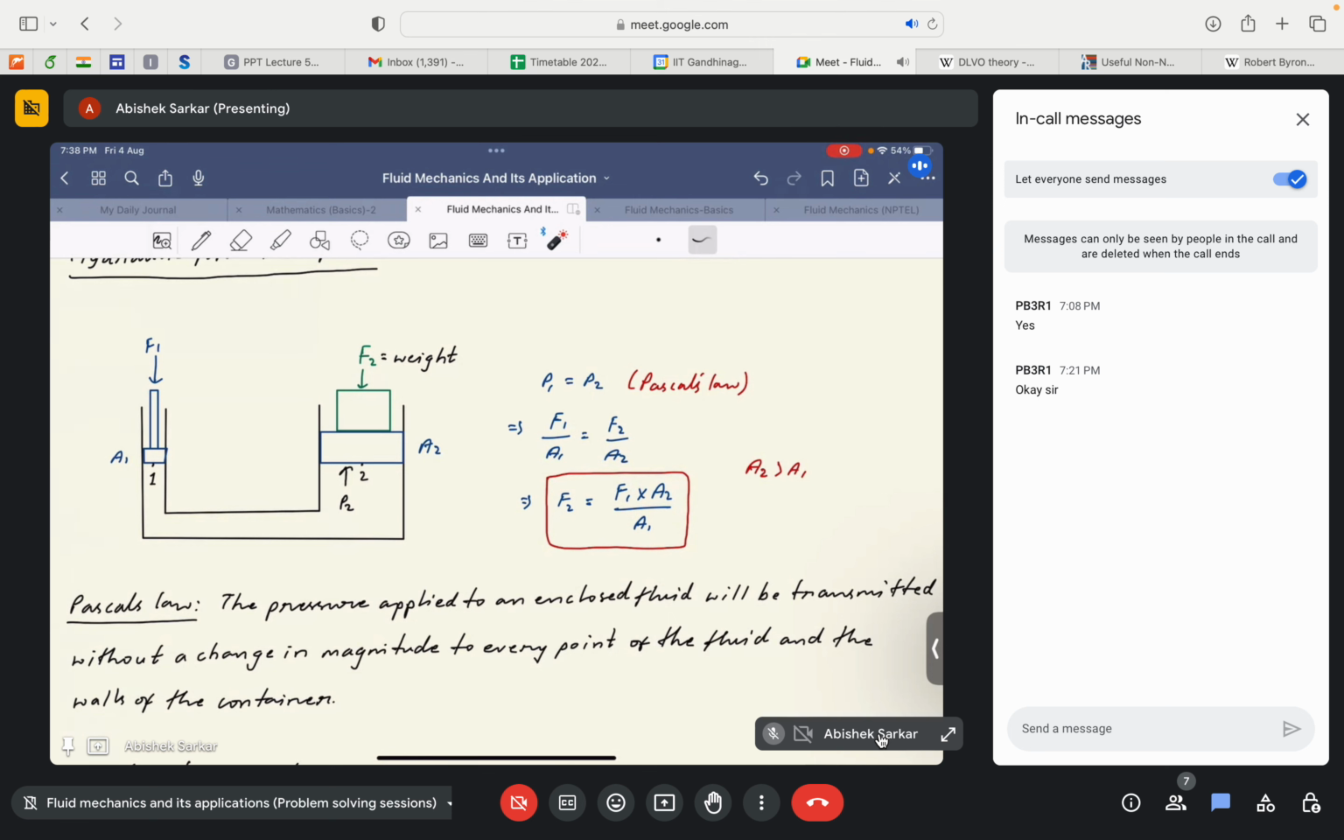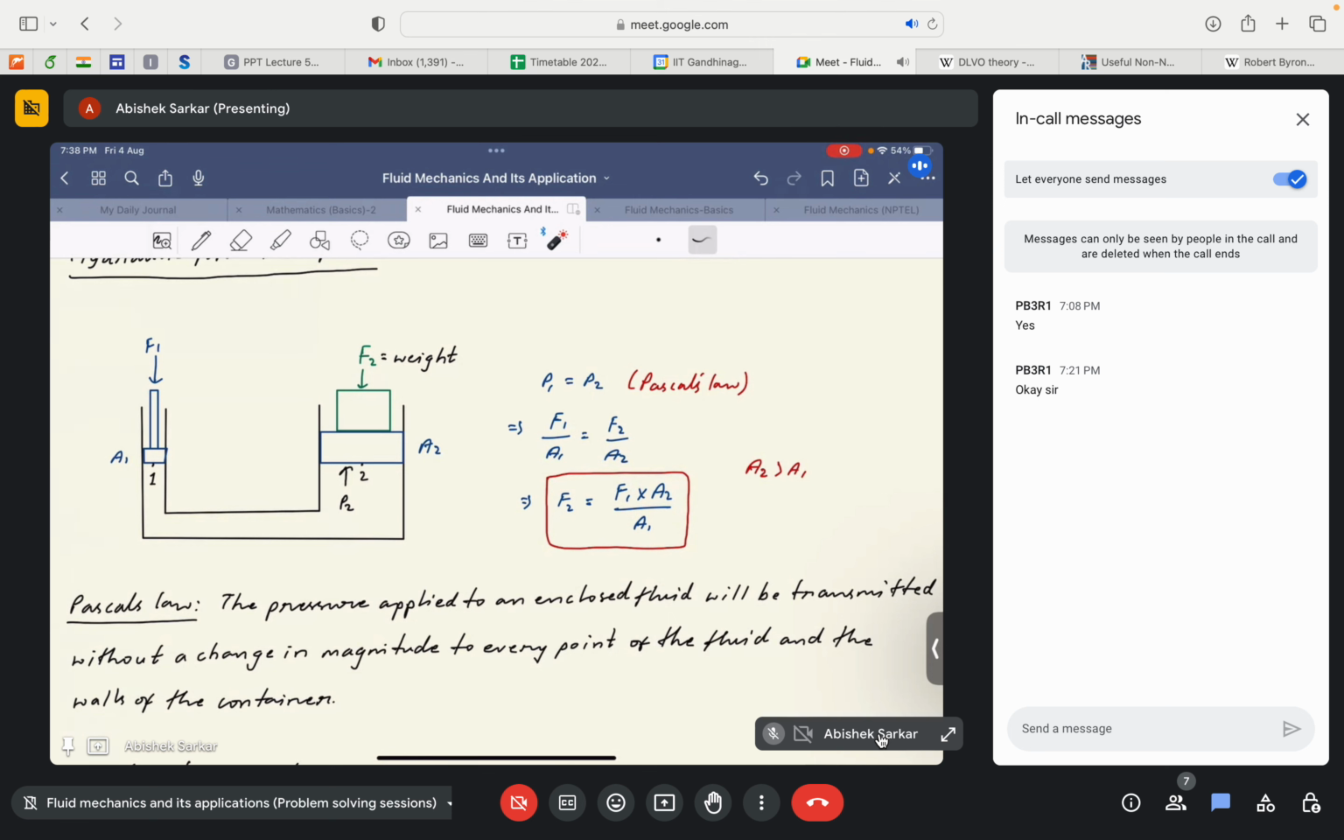Okay, so we take h1 equal to h and h2 equal to h plus dh, because we can clearly see that h2 is greater than h1. So we take h2 to be dh more than the height h1. And our container is moving with an acceleration a in the positive x direction.